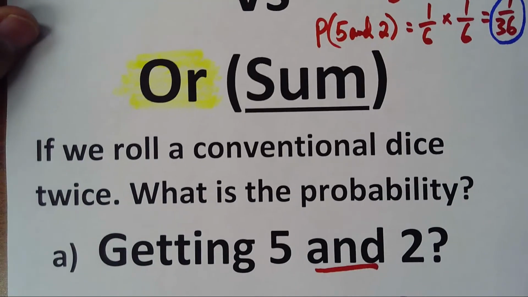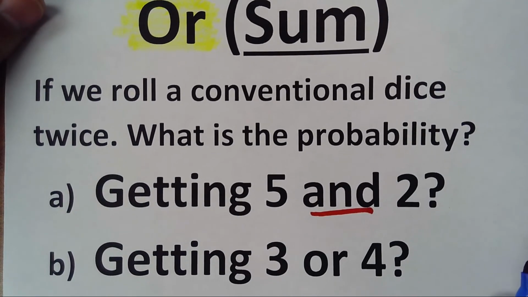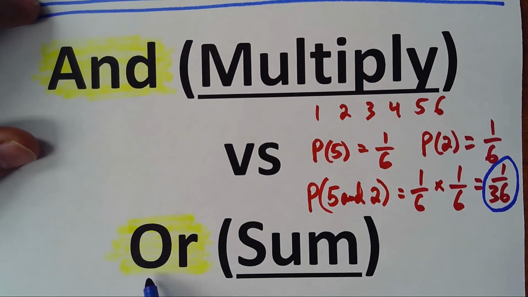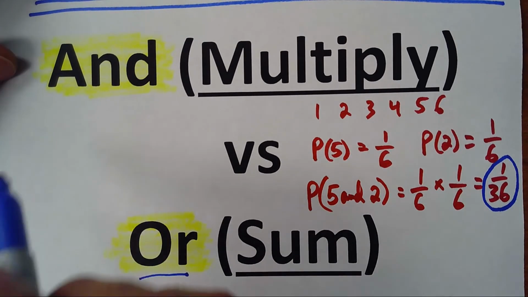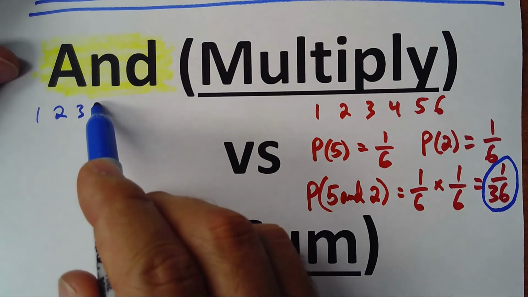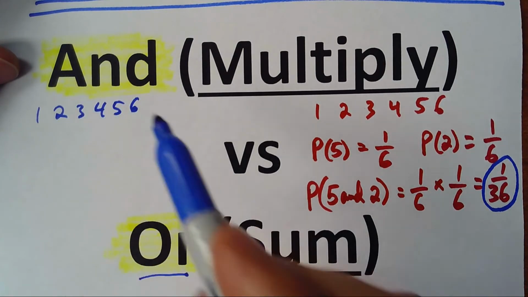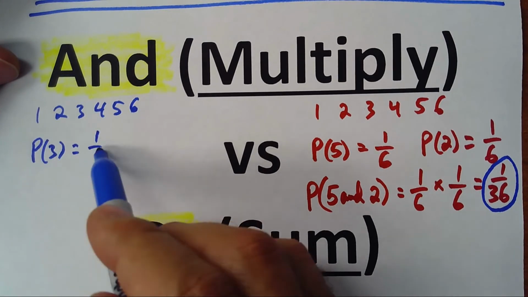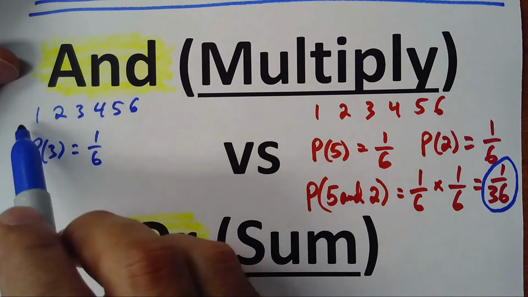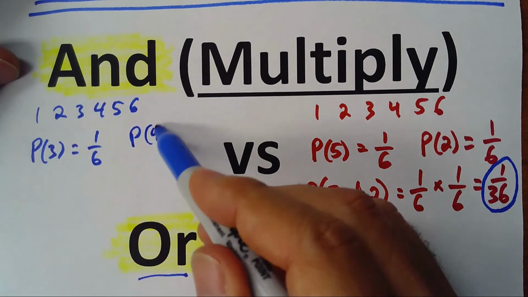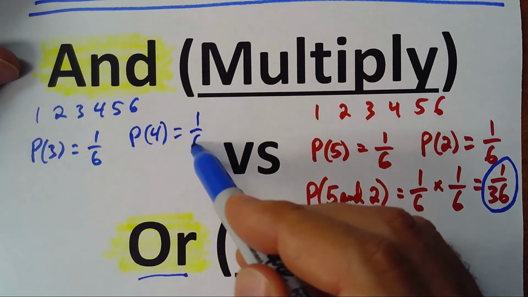So let's check the second scenario. The second scenario is getting a 3 or getting a 4. So we're going to do that over here. Now we're using the word "or", getting a 3 or getting a 4. We're going to see the difference. So we have the same conventional dice, numbers 1 through 6. And what we do is the probability of 3 is equal to 1 over 6, because we only have one 3 out of 6 numbers. And the probability of 4 is equal to 1 over 6 too.